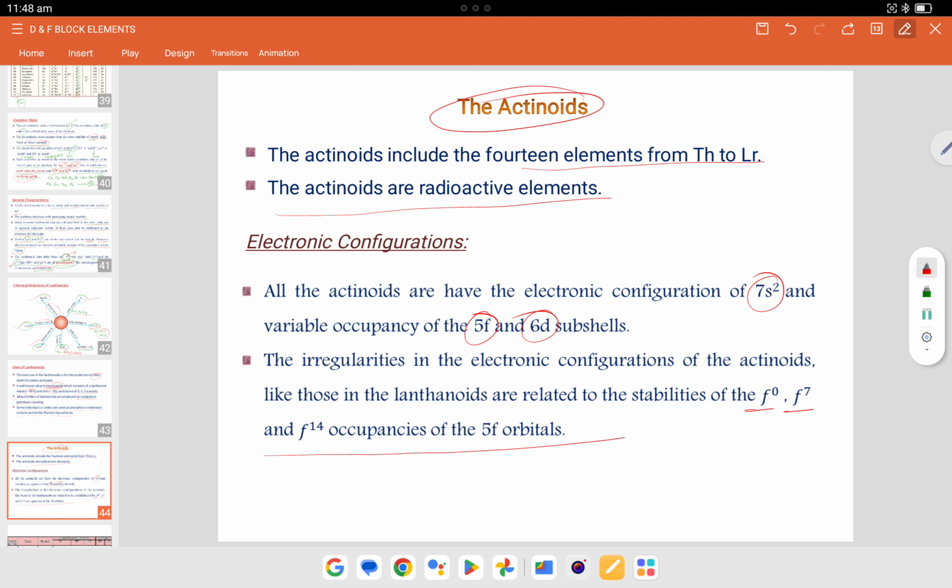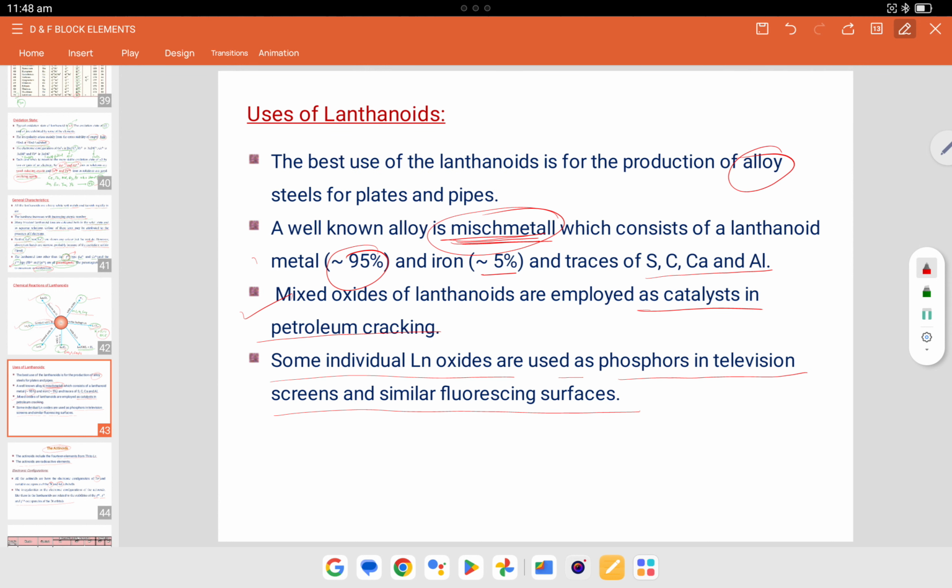In the mixed metal, the main components are generally cerium and iron. Once again, mixed metal: cerium and iron.